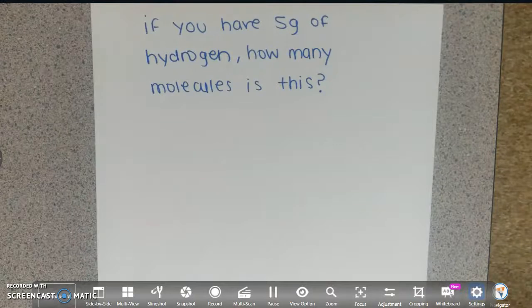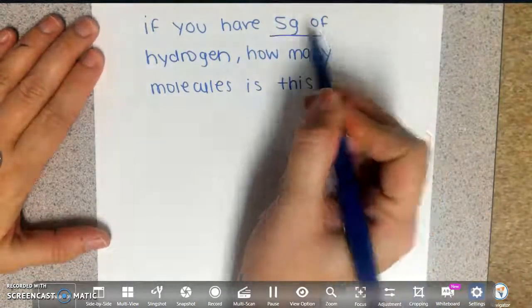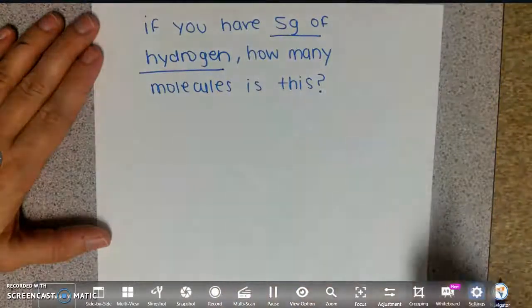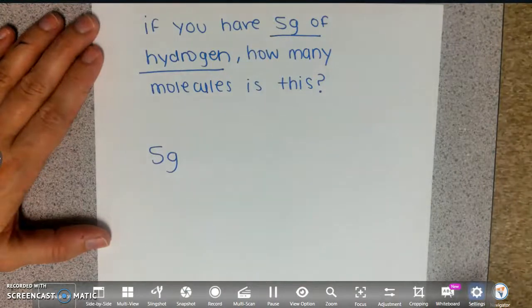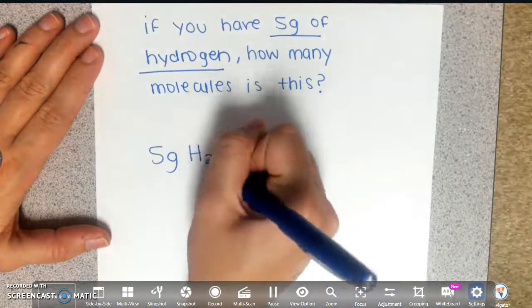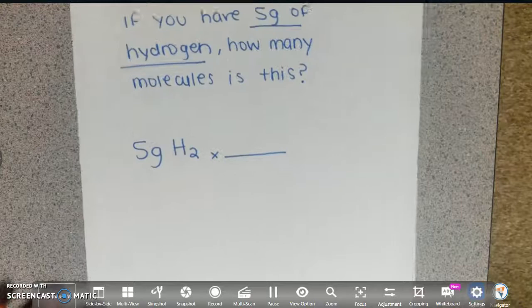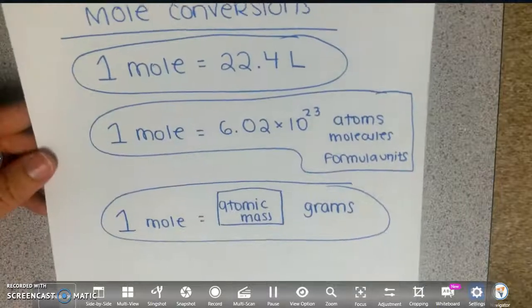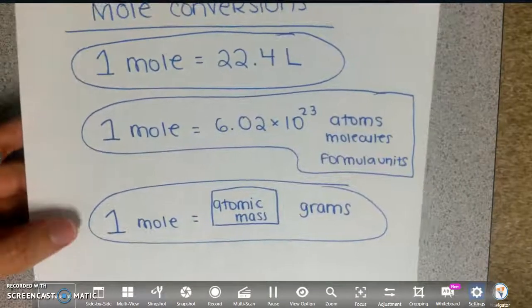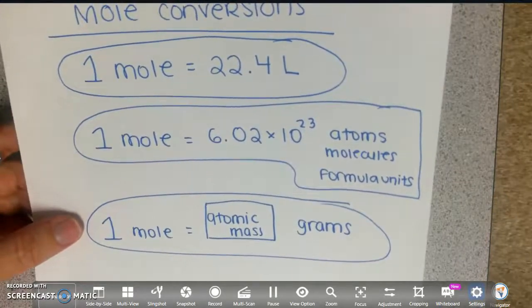If I had 5 grams of hydrogen, how many molecules is this? We set up problems by using our given in the equation, 5 grams of hydrogen. So 5 grams, and then you need to write your formula. Hydrogen is a diatomic, so it is H2. Then I'm going to set up a conversion to solve for molecules. Looking at my conversions, this is grams. The only conversion that has grams in it is this one, so I'm going to use this one. The atomic mass equals 1 mole.